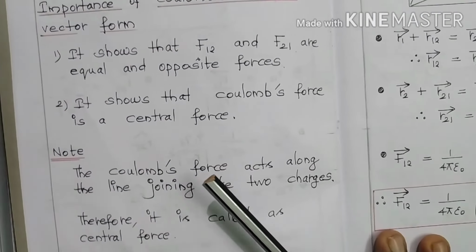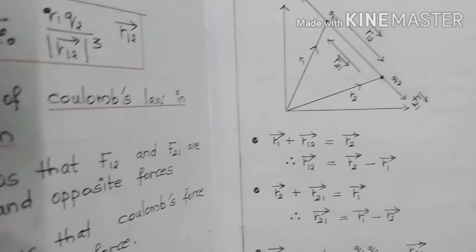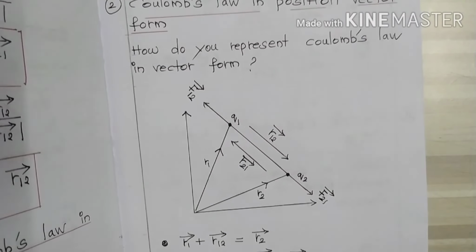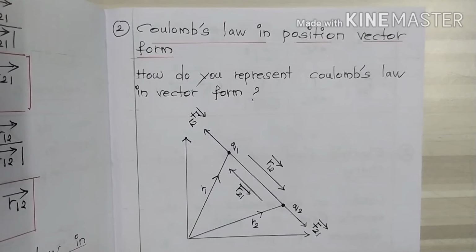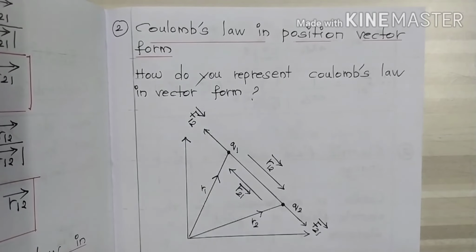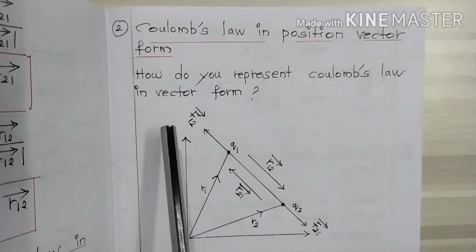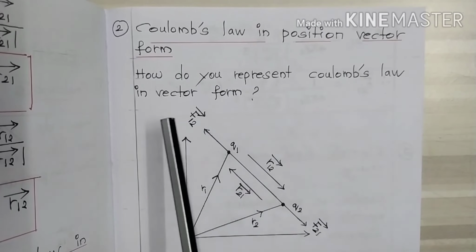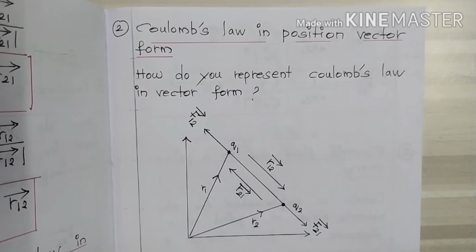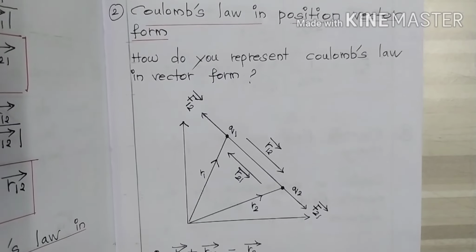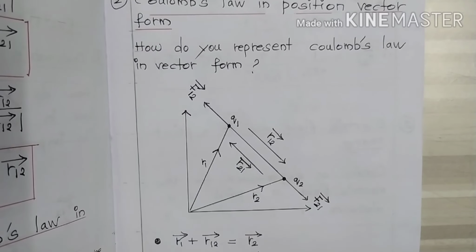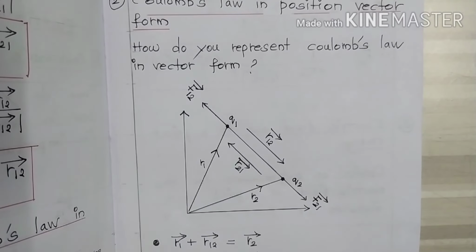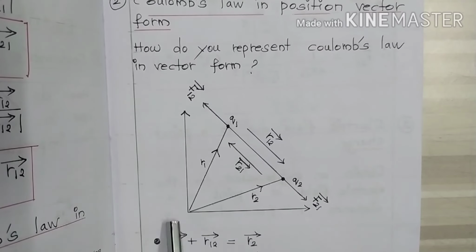Now let us move on to the next derivation, which is Coulomb's law in position vector form. This is how they ask the question: how do you represent Coulomb's law in vector form? Now let us have a close look at the diagram, which is very important. Here x-axis, here y-axis, here is the origin.